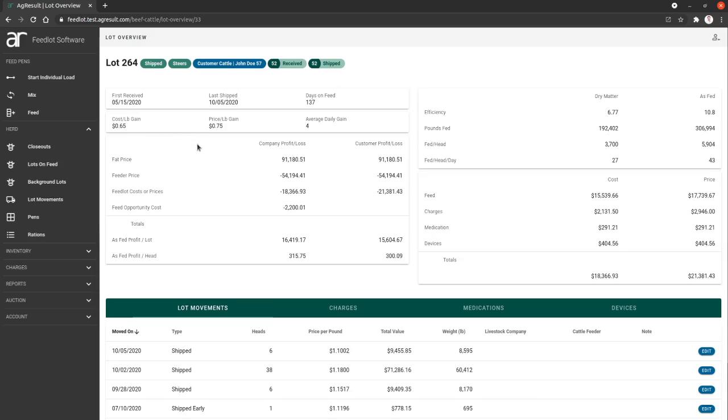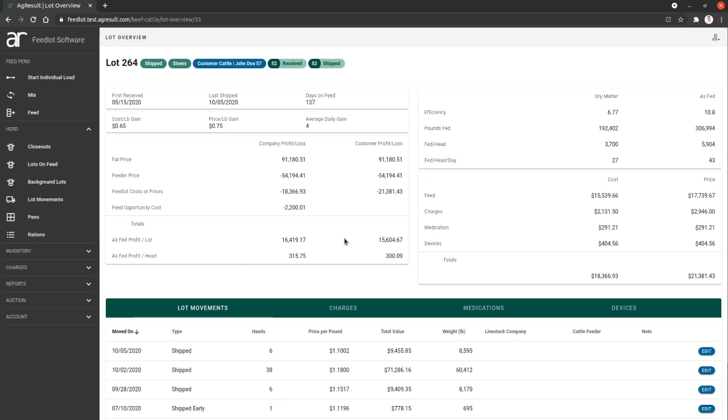Cost per pound and price per pound should be pretty clear. Cost is what it costs you, the farmer that is raising these cattle. Price is, if you are custom feeding, the price you're billing for. Average daily gain, you know what that means. And then at the top right, we have feed efficiency, pounds fed, fed per head, and fed per head per day, all broken out by dry matter and as-fed basis.